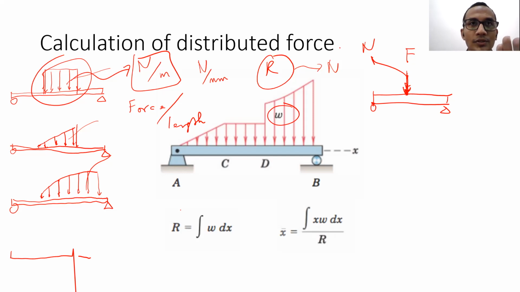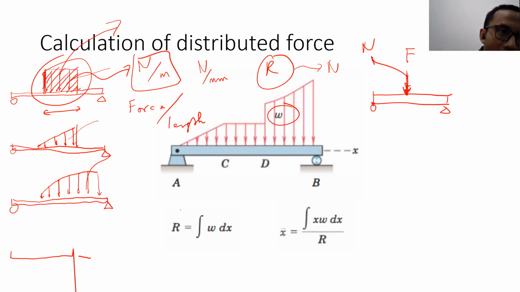Okay, the resultant force here is supposed to be in Newton. So like it or not, when we have a distributed force, we have to multiply it. If we have a linear distribution like this, in order to find the resultant force, we have to multiply it with the length of the distributed force. So basically, this particular area is actually the resultant force.